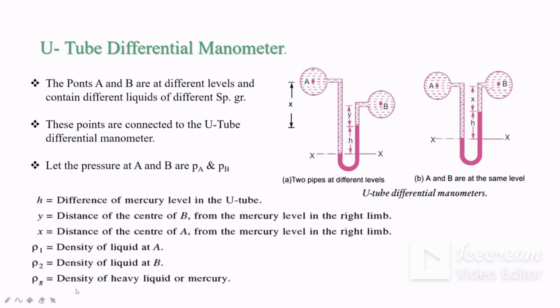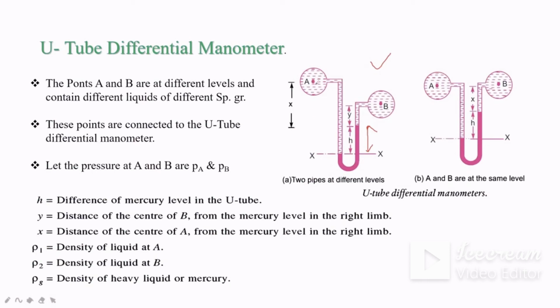Now, H is what? The difference of mercury level in the U-tube. In this case or that case, H is the difference in the mercury level in the U-tube. Next, Y. Y is the distance of the center of B from the mercury level in the right limb. And X is the distance of the center of A from the mercury level.